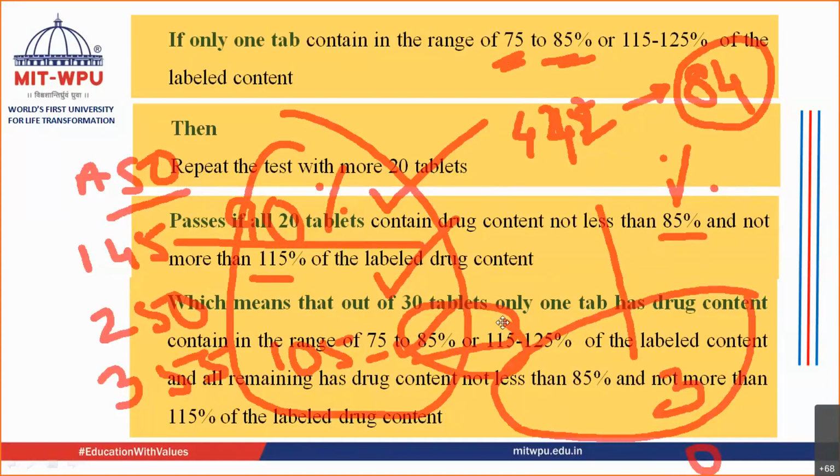But if one of your tablets is in the range of 75 to 85 or 115 to 125, then you are going to take 20 more tablets and you are again going to do the test. And in the first 10 tablets or the next 20 tablets, if any tablet is below 75 or below 85, or above 125, then you are going to say that the test has failed. The content uniformity test has failed. You have to reject the whole batch.